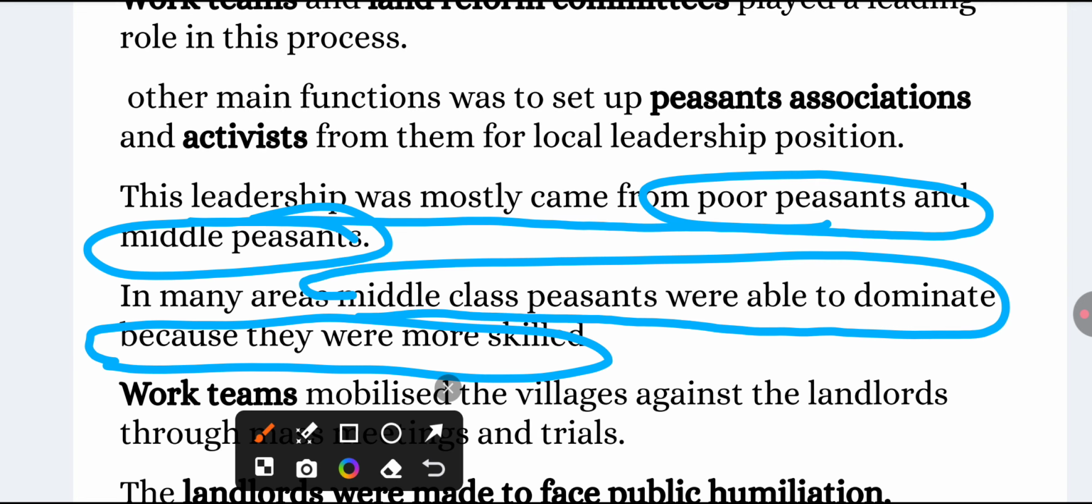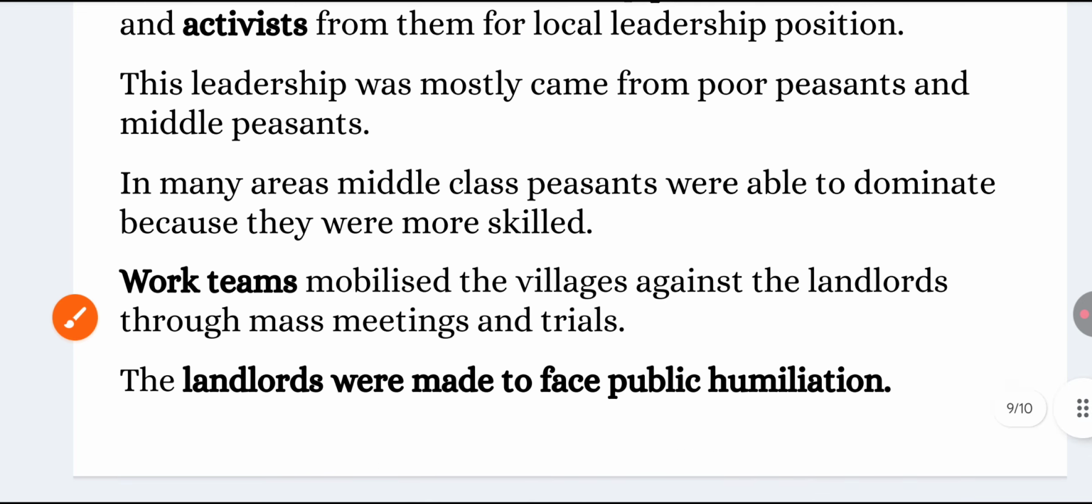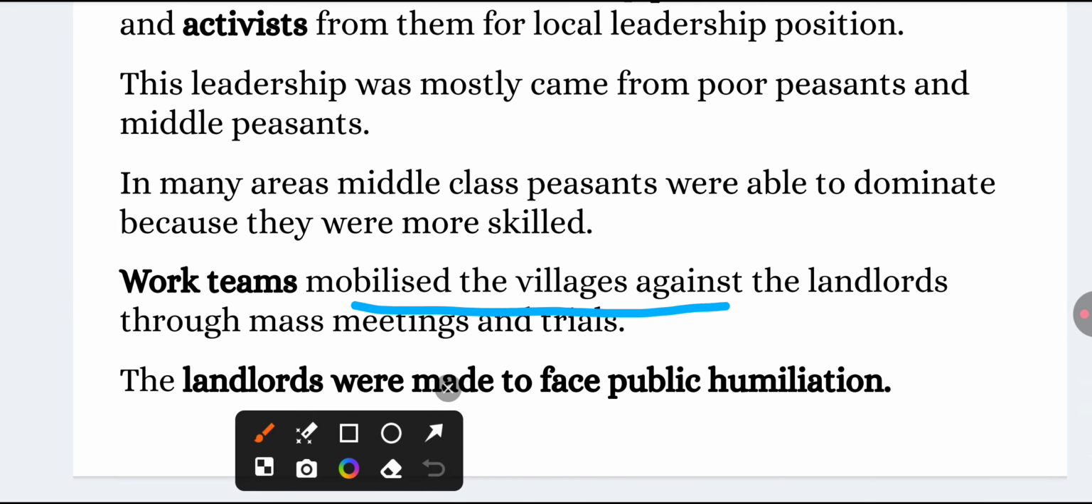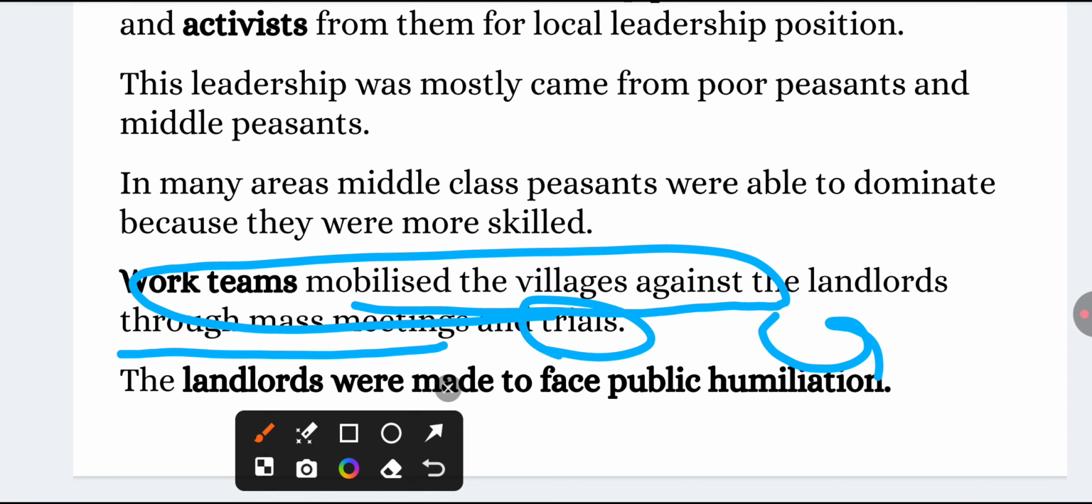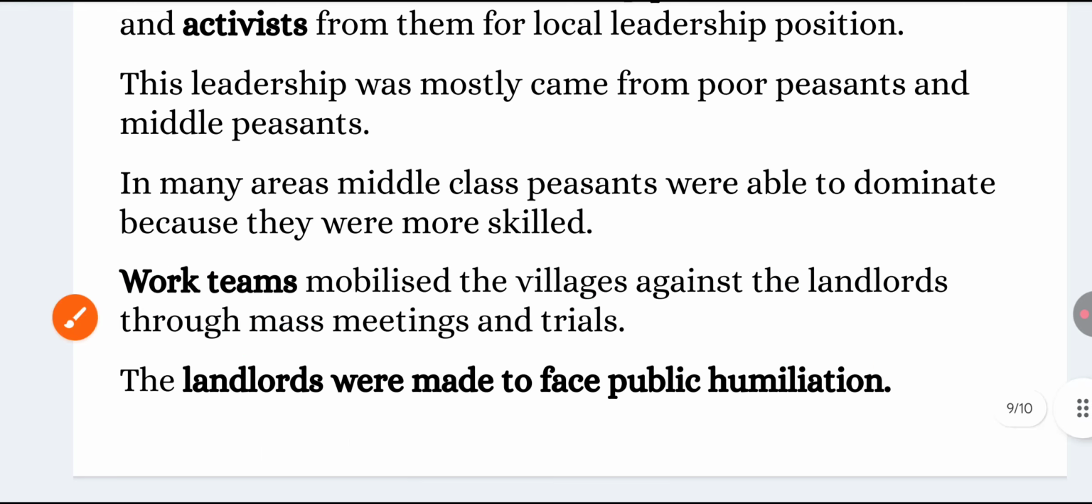Work teams mobilized the village people against the landlords through mass meetings and trials. So the landlords were humiliated.